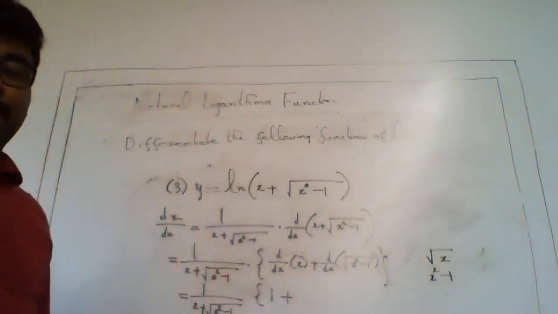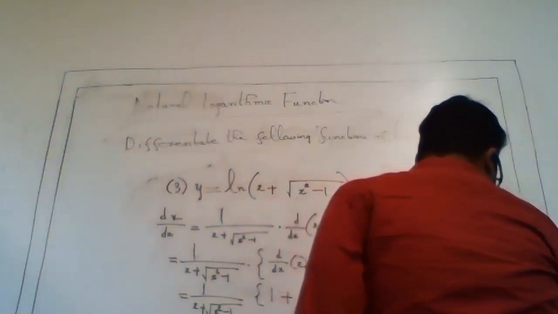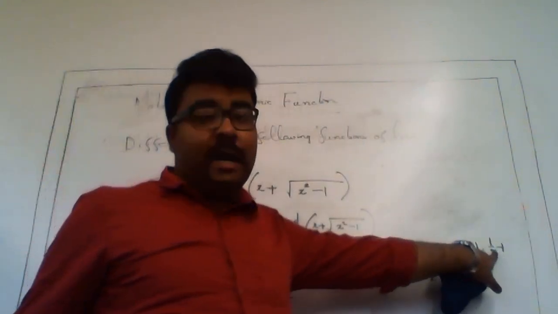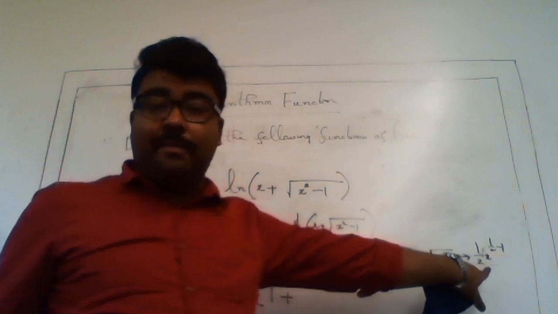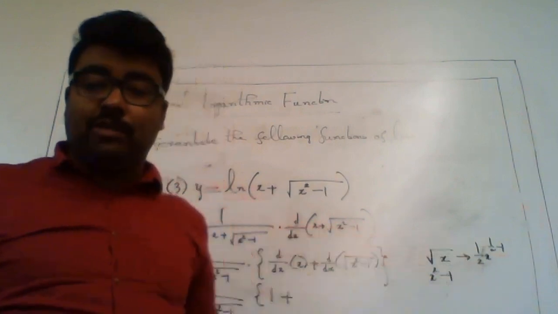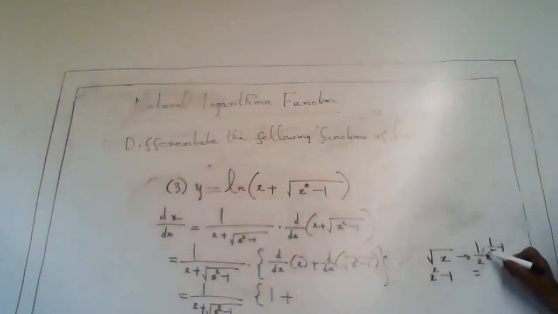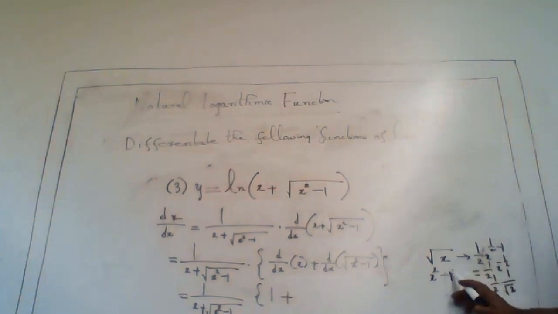Now what is the derivative of square root of x? It is half x to the power half minus 1. Half minus 1 means minus half. So half x to the minus half, and x to the minus half is 1 by square root of x. So the derivative of square root of x is 1 by 2 square root of x.